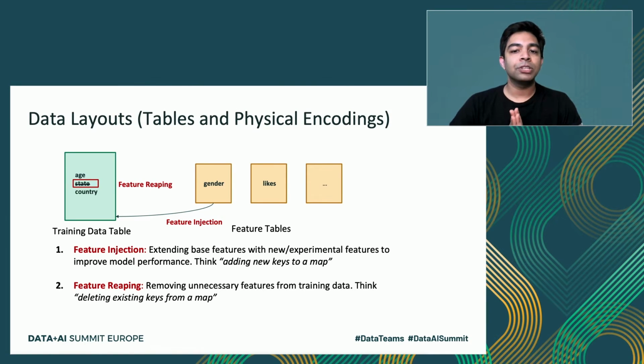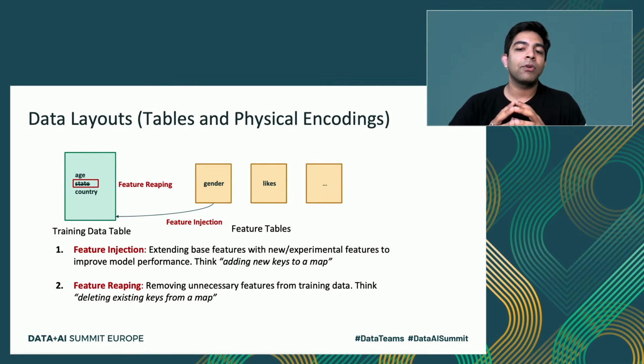Second, feature reaping is this complementary process of removing unnecessary features from the training data in order to achieve better training results, or even to just save storage space. For example, an ML engineer may decide that using state or the user's location to train a model no longer adds value to the quality of the results. And as a result, they may choose to delete or reap these features from the underlying table to save storage. Intuitively, you can think of this operation once again as a means of deleting existing keys from a map.